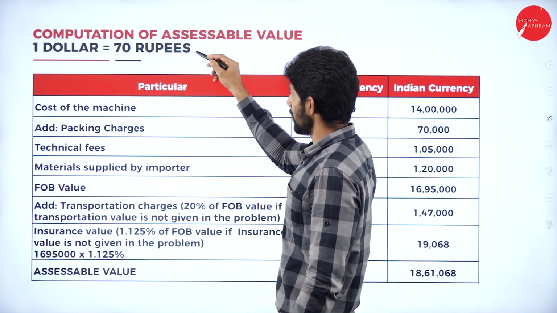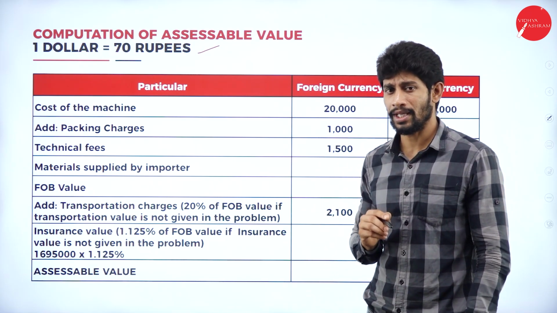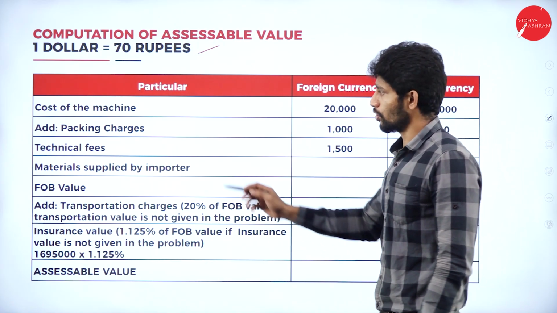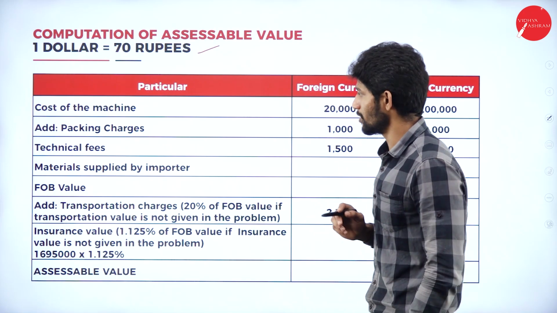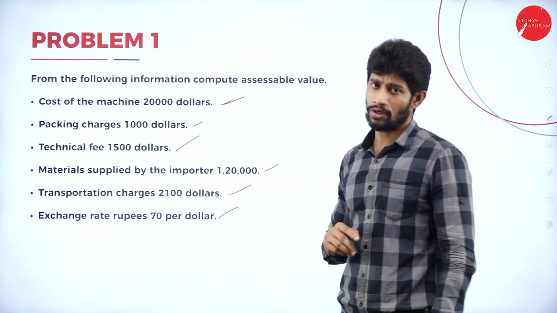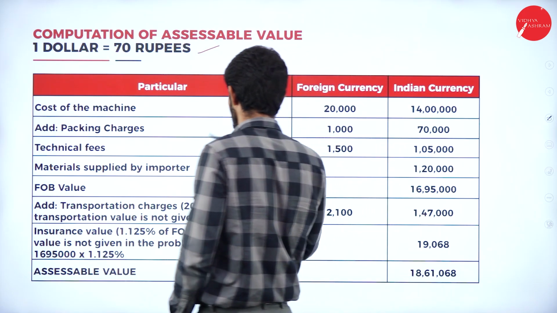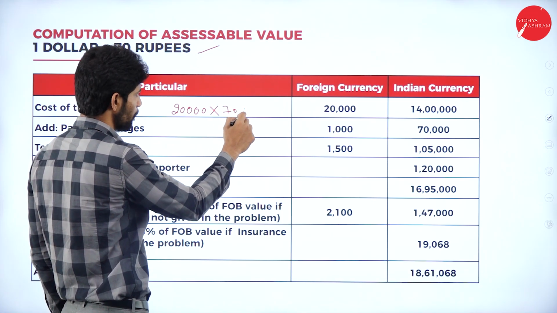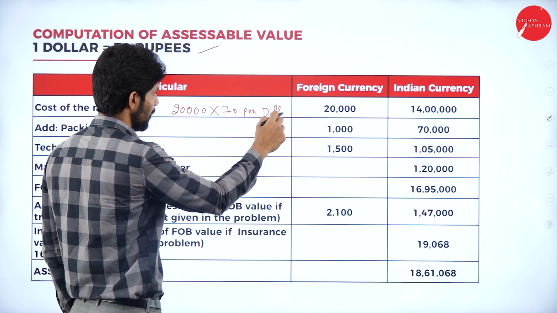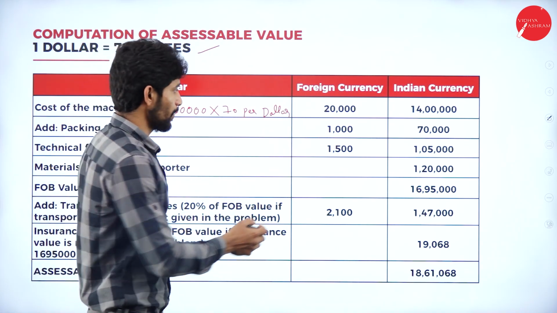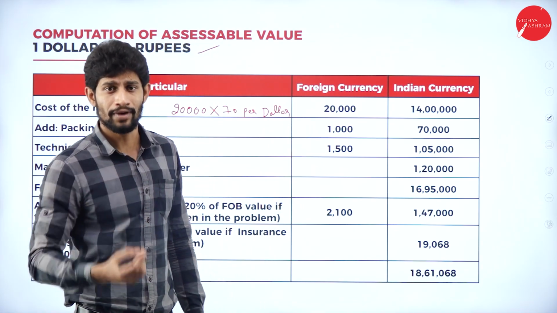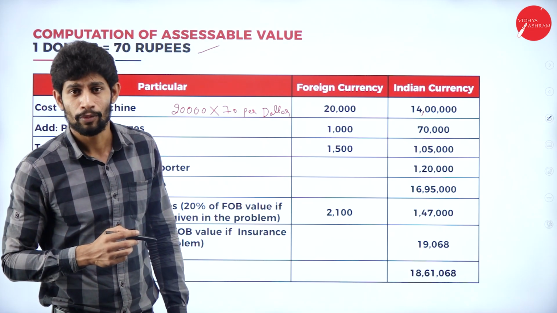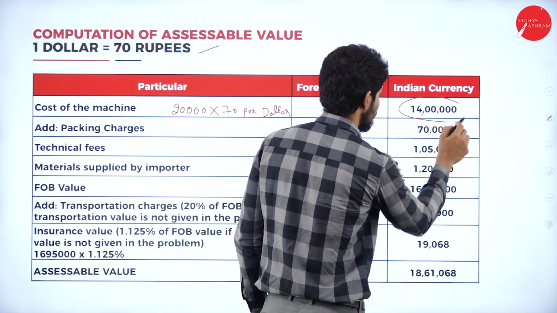So $1 is equal to how much? 70 rupees. So particulars, foreign currency, Indian currency. Cost of machine: what is the cost of machine given in the problem? It is $20,000, into 70 per dollar. So into 70 per dollar, how much will you get in Indian rupees? You will get 14 lakhs.